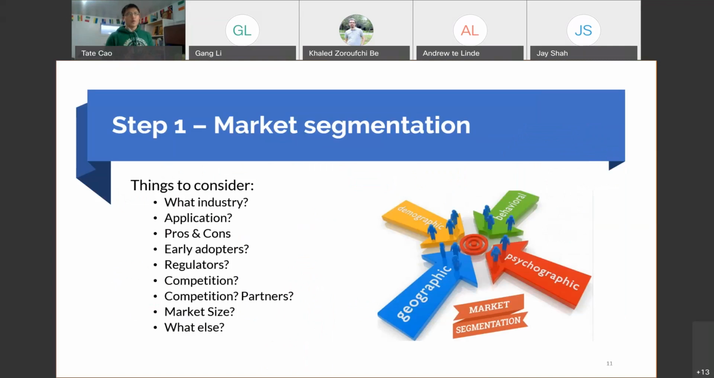So step 1 is market segmentation. I'm actually going to pick on Chris a bit. Chris, can you share a bit about what you learned and remember from business school about market segmentation?